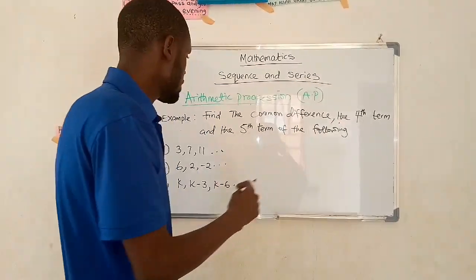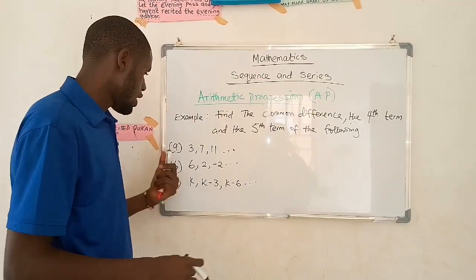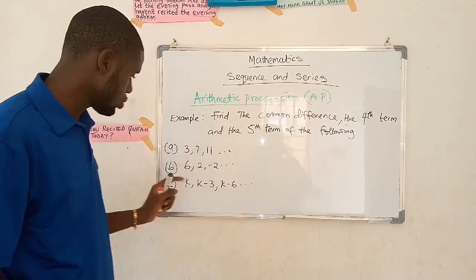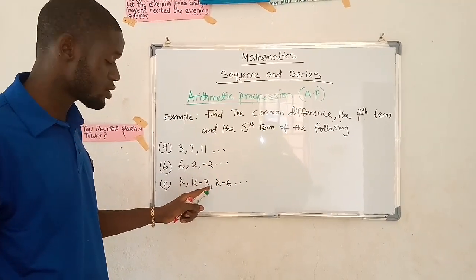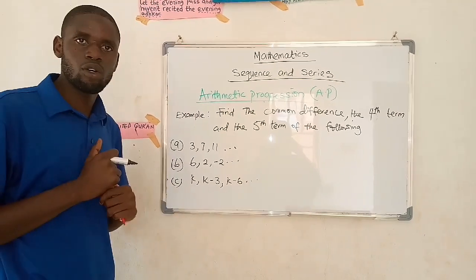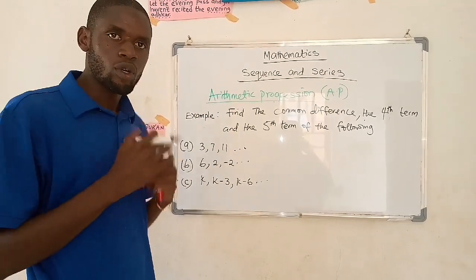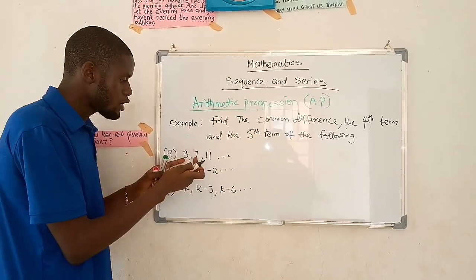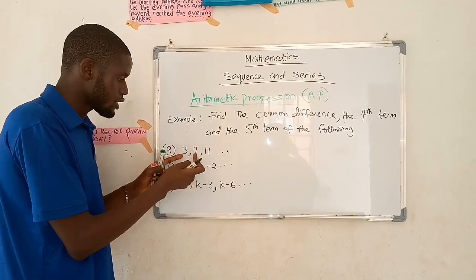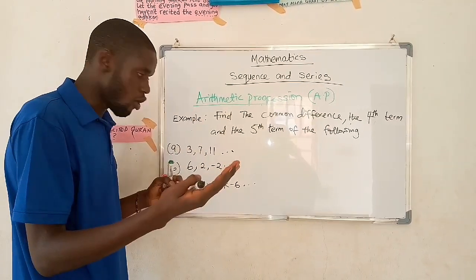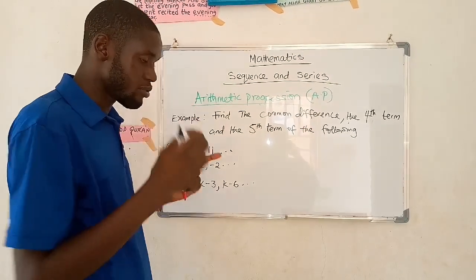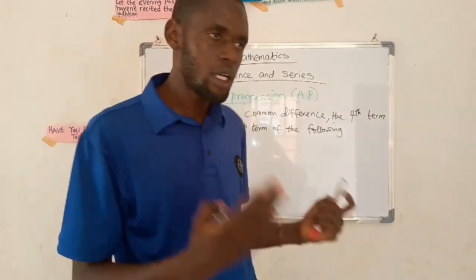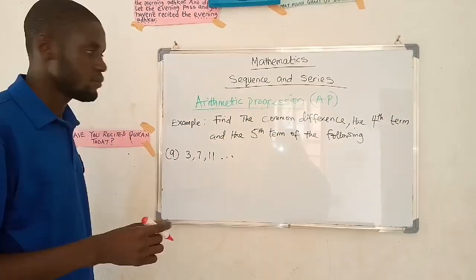Find the fourth term and the fifth term of the following: A, 3, 7, 11; B, 6, 2, minus 2; C, k minus 3, k minus 6. The first thing you are going to consider is to look at each term. What is common among them? You discover that there is a common difference between them. So for 7 and 3, you are going to find 4. 7 and 11, you have a common difference of 4. It already tells you that it is an arithmetic progression.